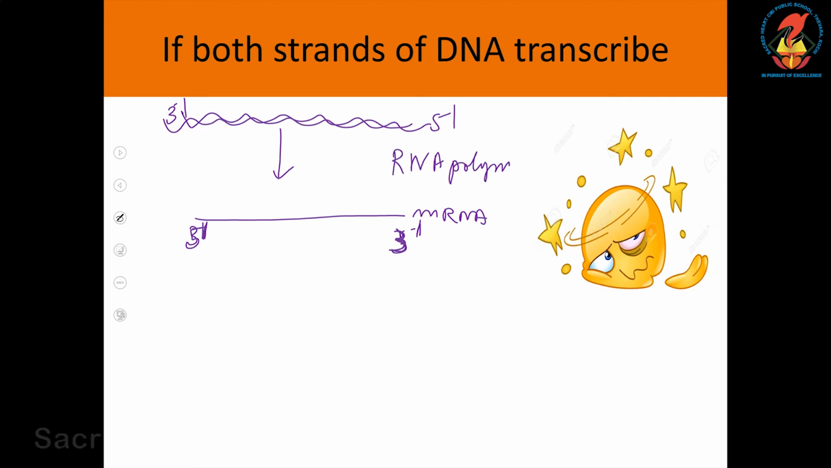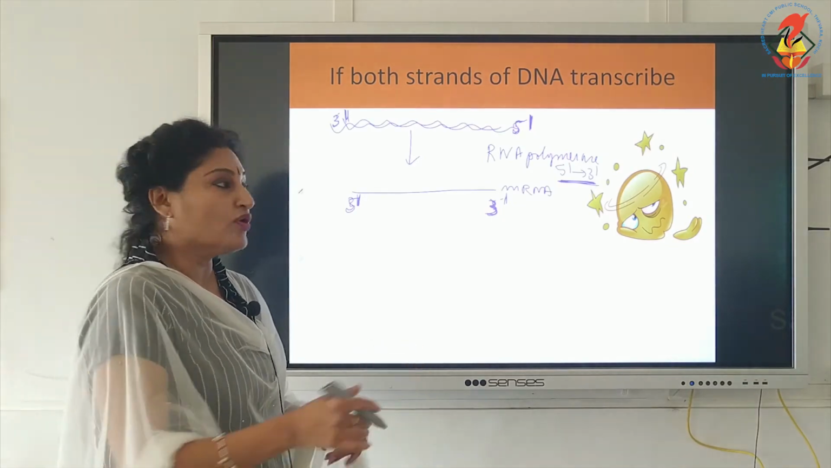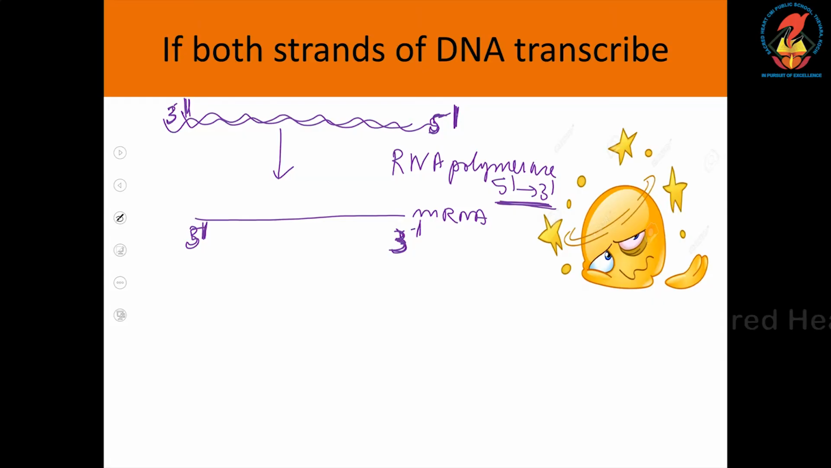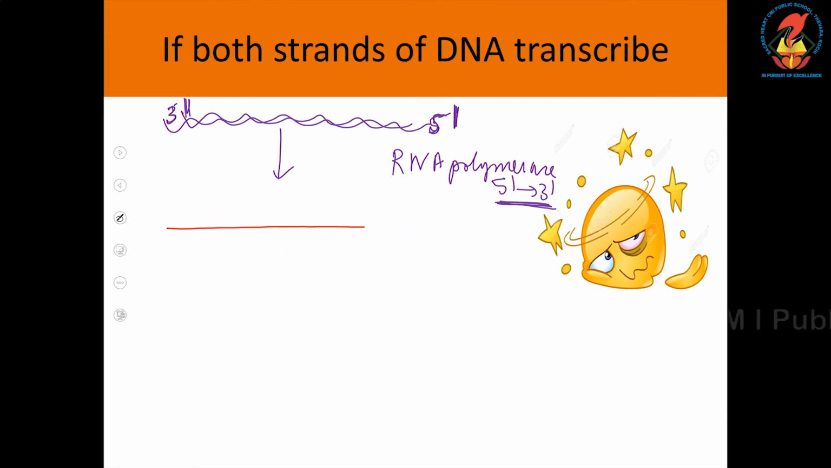This enzyme functions in the 5' 3' direction. Because it functions in the 5' 3' direction, only the template which is running in the 3' 5' direction serves as a template, not both the strands. Now I'm telling you of a condition where both the strands serve as template. So now I'm taking both the strands of the DNA serving as template. Let this be one strand, this is the second strand.